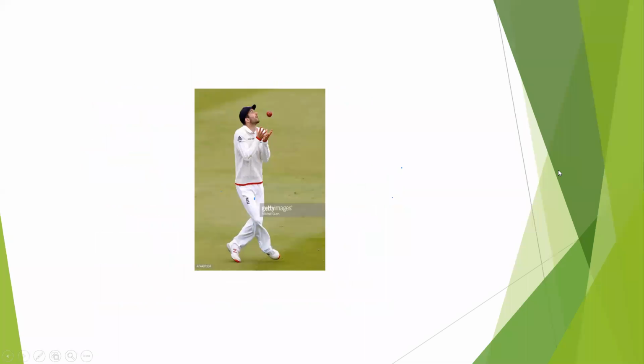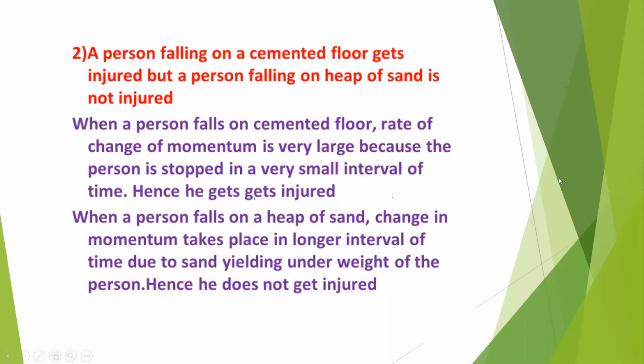Next example is: a person falling on a cemented floor gets injured, but a person falling on a heap of sand is not injured. See, from the same height. So you just stand on one cement floor and on a heap of sand. If you fall from the same height on both, on the cement floor the impact will be more than on the heap of sand. It means on the cement floor you will get hurt, on the heap of sand you will not get hurt.